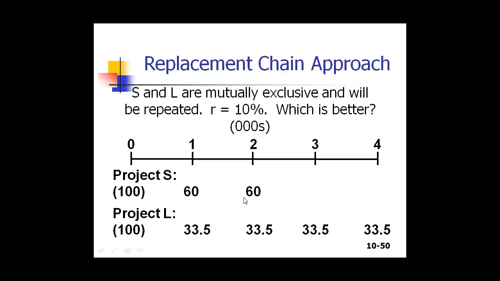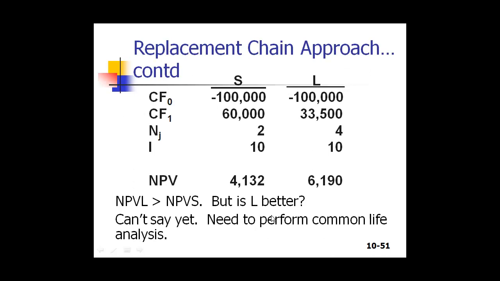Okay. The first simplistic thing you might do is, if you simply take the NPV of S and L, the way they were given, in project S you invested 100 and you got 60. What does this 2 mean? 60 over 2 years. And what do you think this 10 means? That's your interest rate. Okay. And you get an NPV of 4132. On the other project, same initial investment. What is this number? The cash flow. What's the 4? 4. And the 10 is the same discount rate. Okay. And here you get a higher NPV.